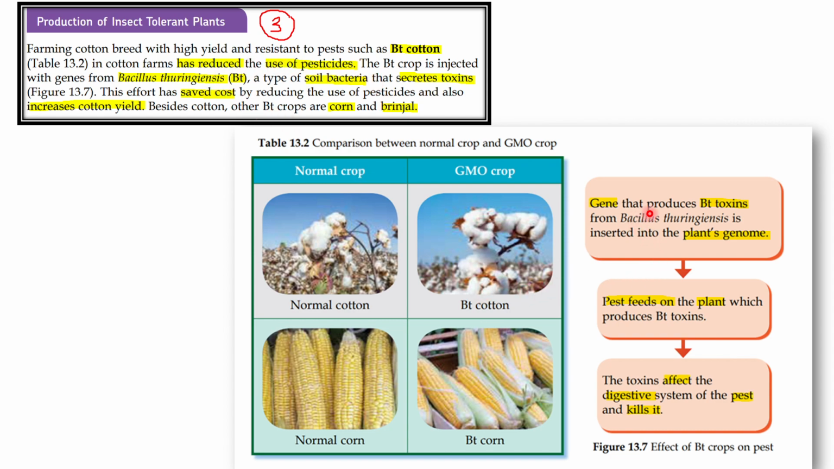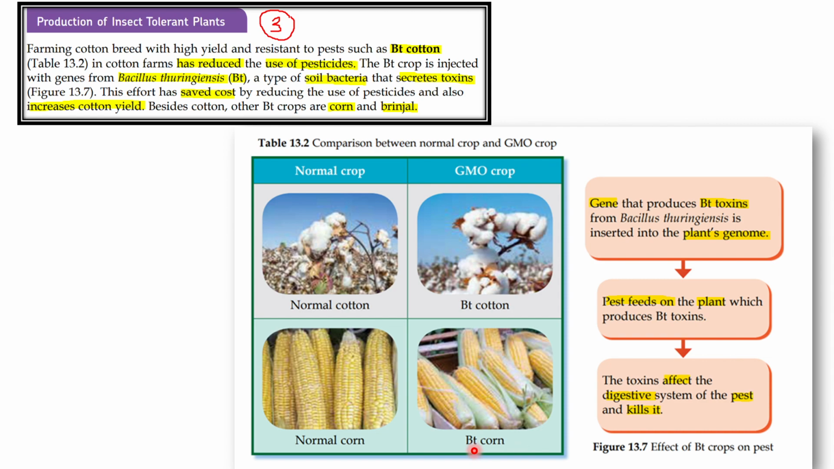The gene that produces BT toxins comes from Bacillus thuringiensis, a type of soil bacteria that secretes toxins. This gene is inserted into the plant's genome. So what happens when the pest feeds on the plant, which produces BT toxins? The toxin affects the digestive system of the pest, hence killing the pest. This effort has saved costs by reducing the use of pesticides and at the same time increases the cotton yield.